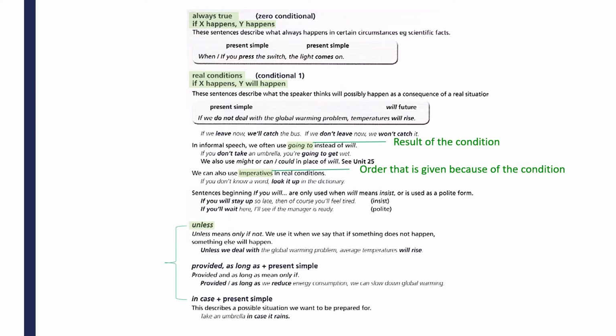For the word unless, we use it to talk about a condition that shouldn't happen. We need this condition to not happen in order for the result to take place. The next one, provided or as long as, is the opposite. We use them to talk about a condition that definitely has to happen in order for the result to take place.